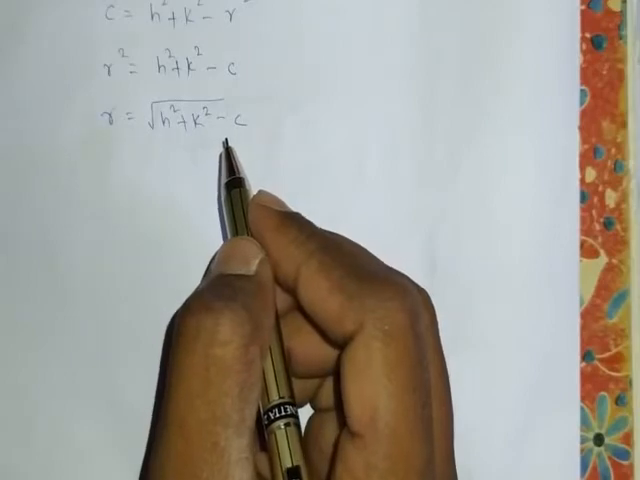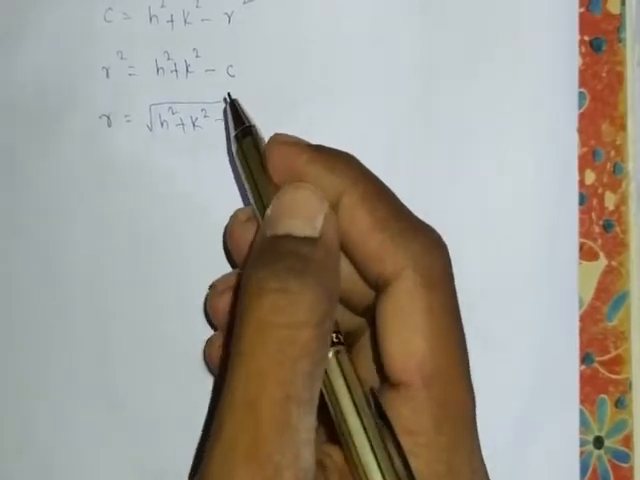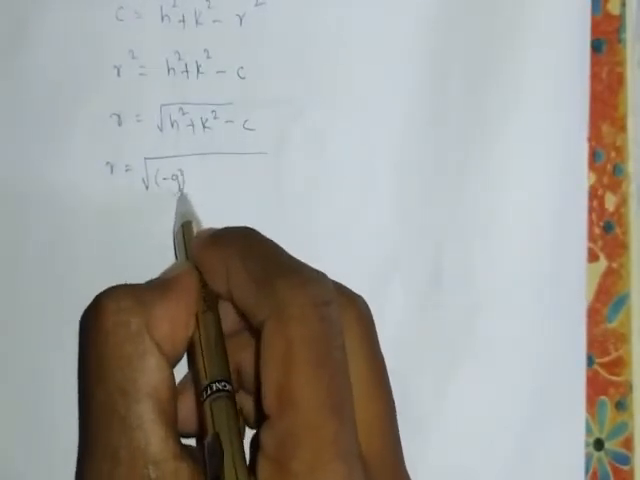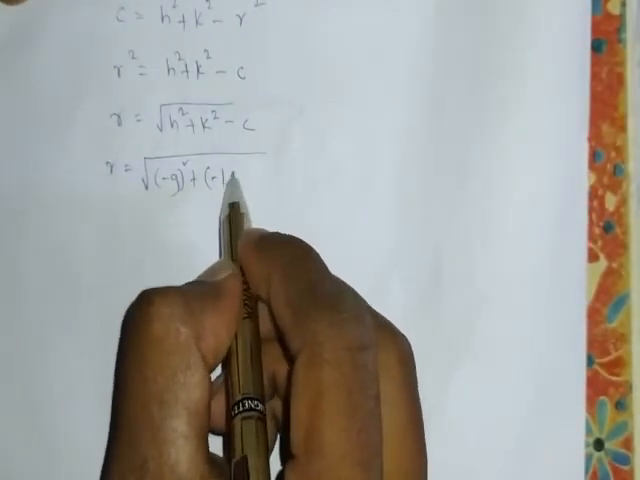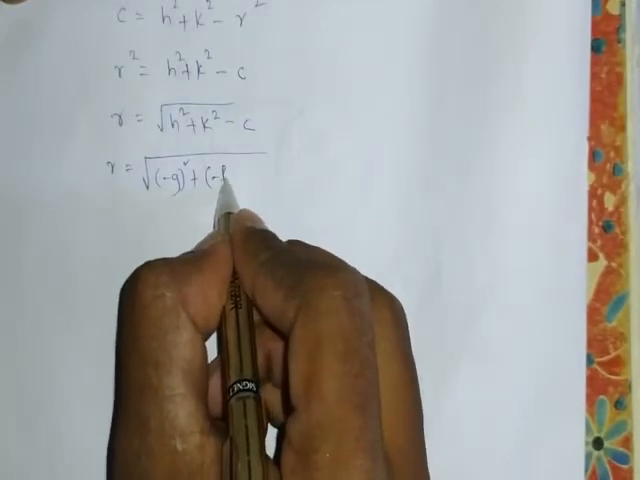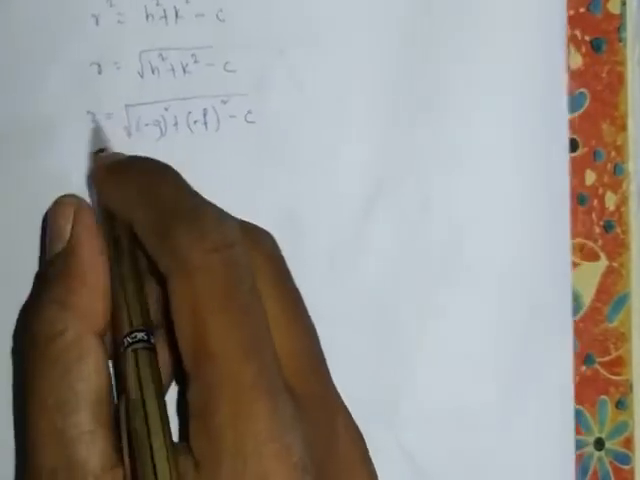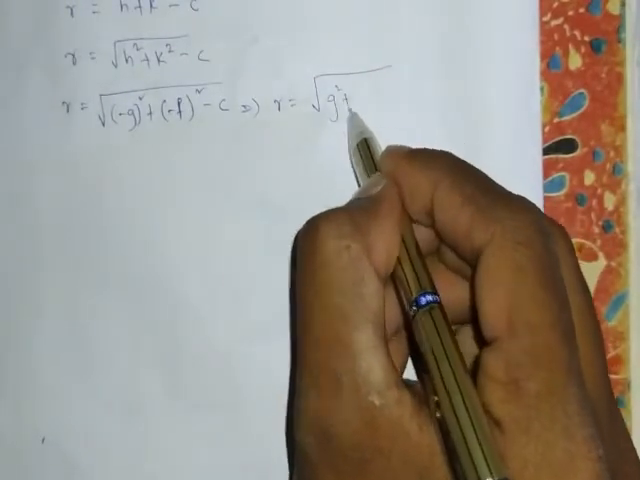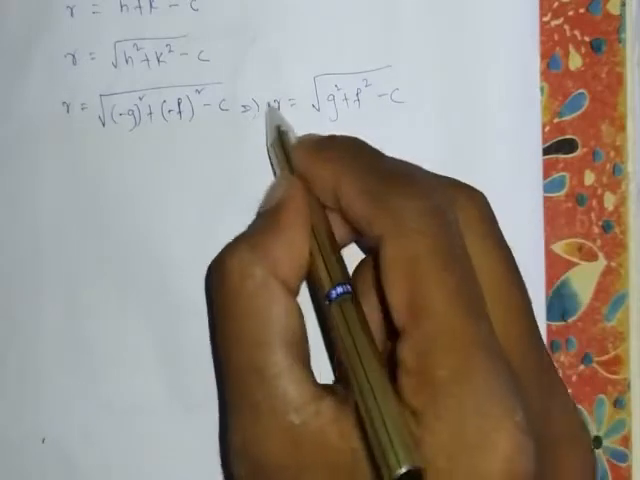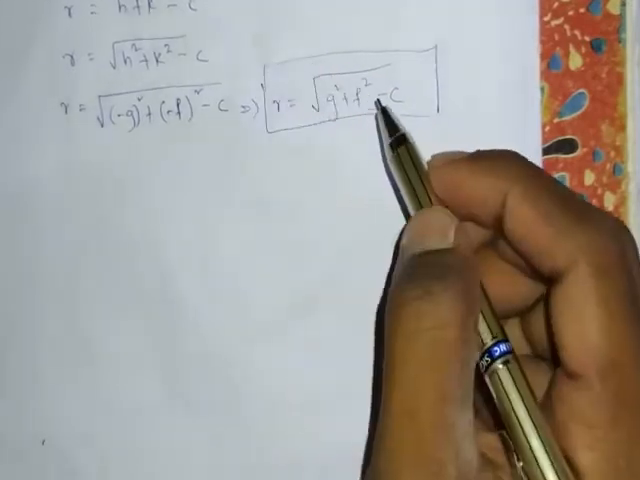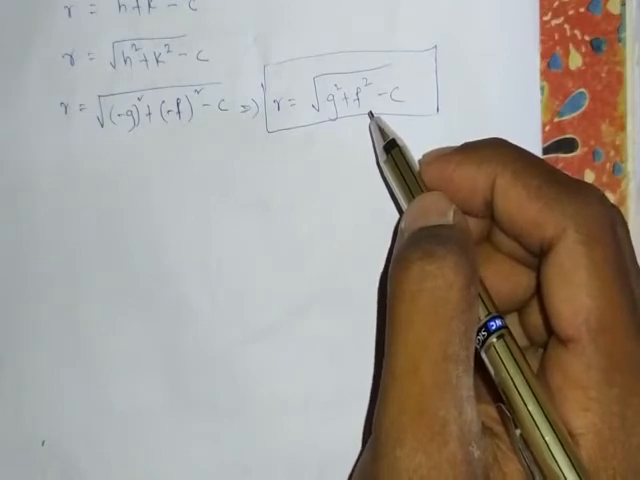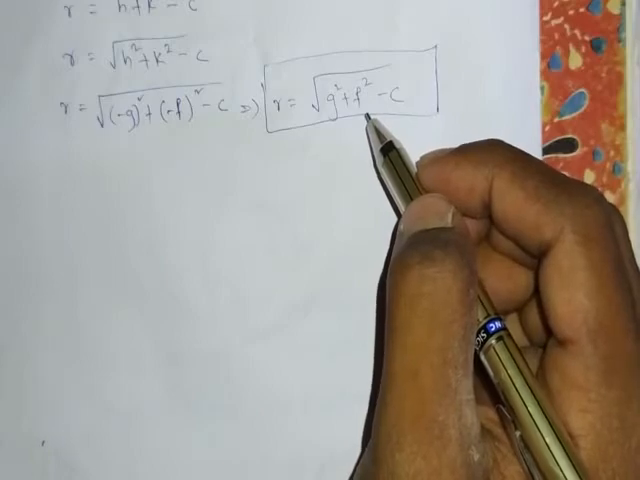And we know the values of h and k. The h value is minus g. If we substitute here, under root of h value minus g whole square plus k value minus f whole square minus c, we get the radius as r is equal to under root g square plus f square minus c. So in this way we can find the coordinates of the center of the circle and the radius of the circle when the equation of any circle is given. This is the method.